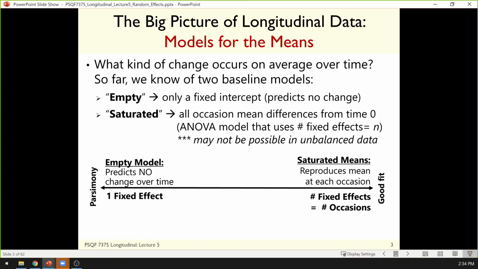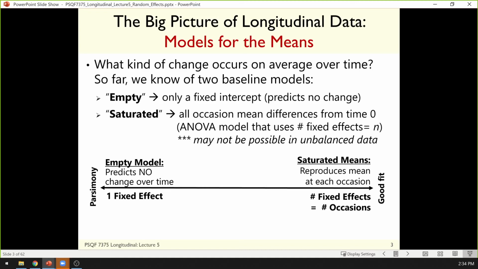You estimate the same fixed intercept across all the occasions. Or you can have a saturated model, where the word saturated means you have spent every possible parameter that you could with respect to time. So if I had 5 occasions, a saturated model has 5 parameters. It would have an intercept at one occasion and 4 differences. That's ANOVA. That's the idea of treating time as a categorical predictor. That's what saturated means. That's not always possible to do.